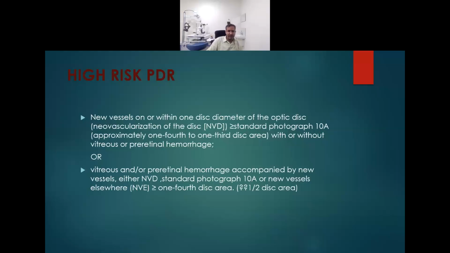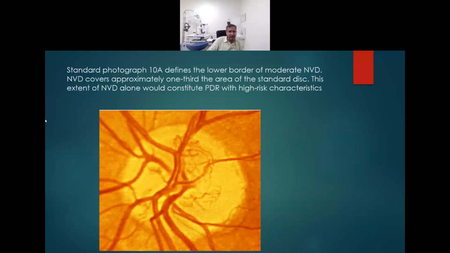Or vitreous or preretinal hemorrhage accompanied by new vessels, which can be either NVD less than standard photograph 10A, or new vessels elsewhere having more than 1/4 disc area or half disc area. So this is the standard photograph 10A showing the new vascularization of the disc covering at least 1/3 to 1/4 of the disc area.